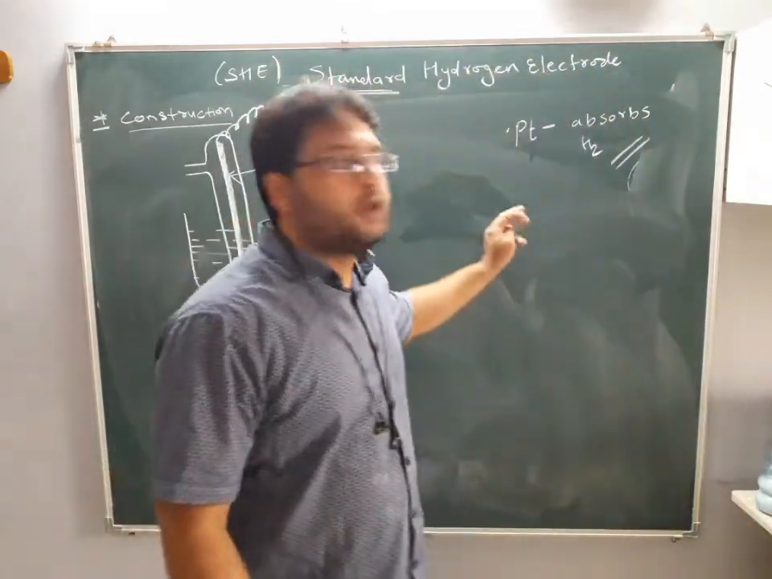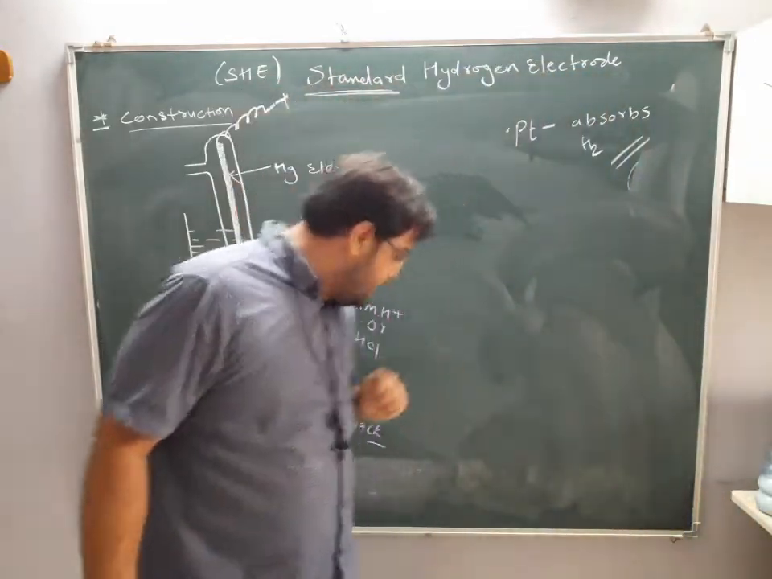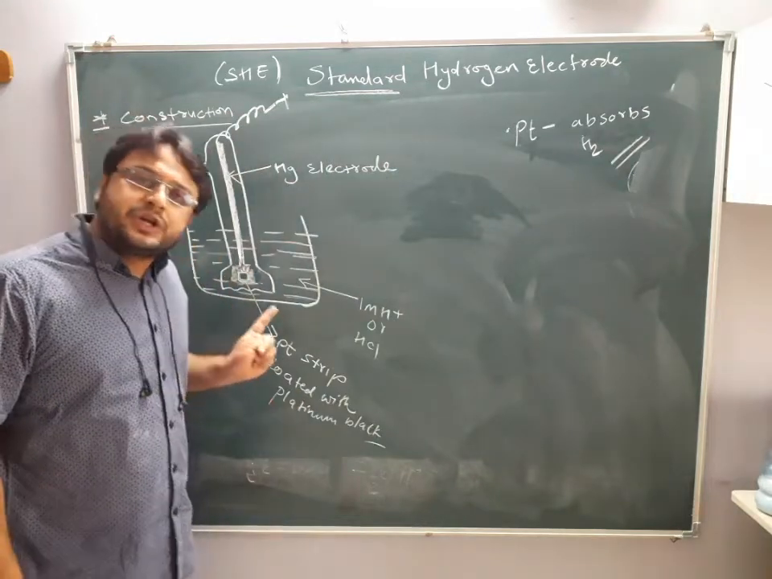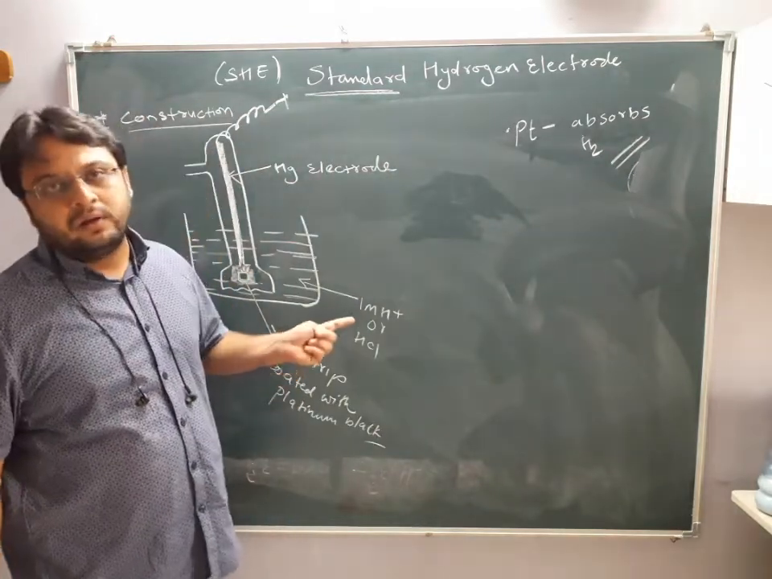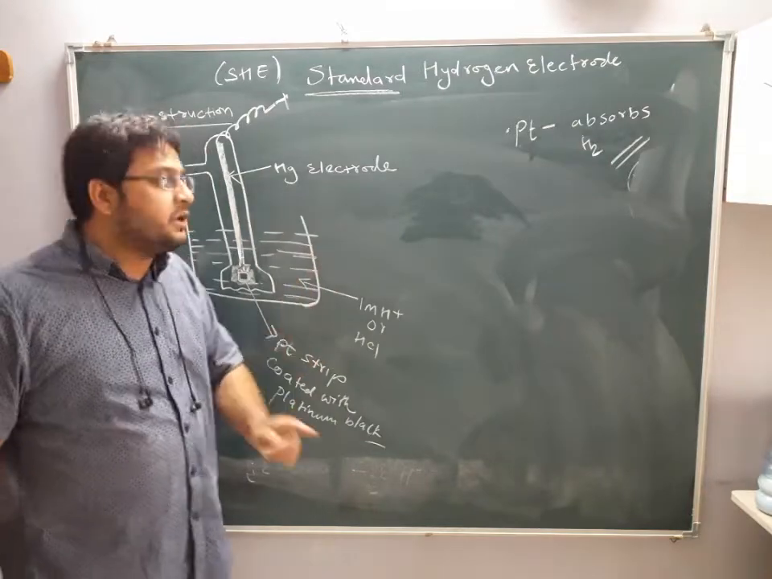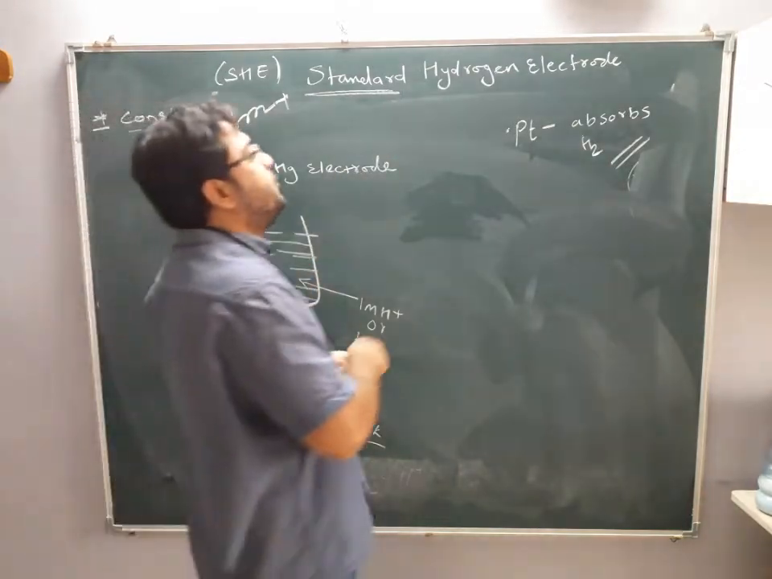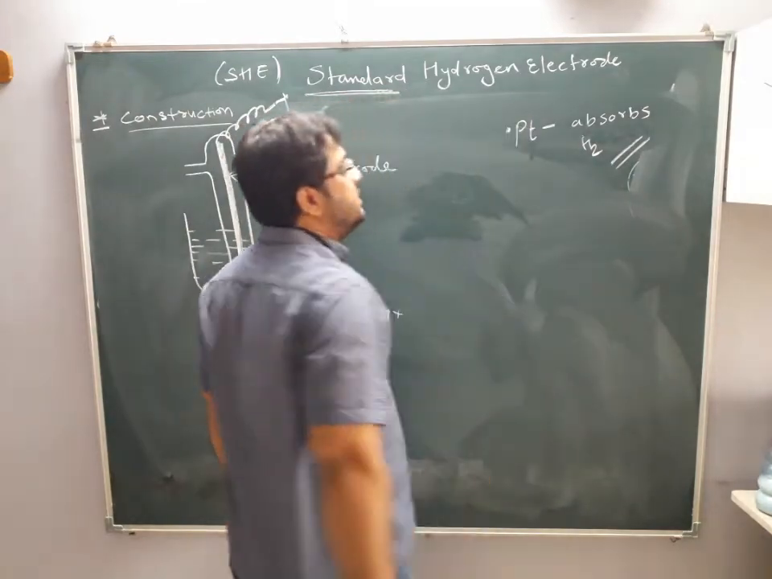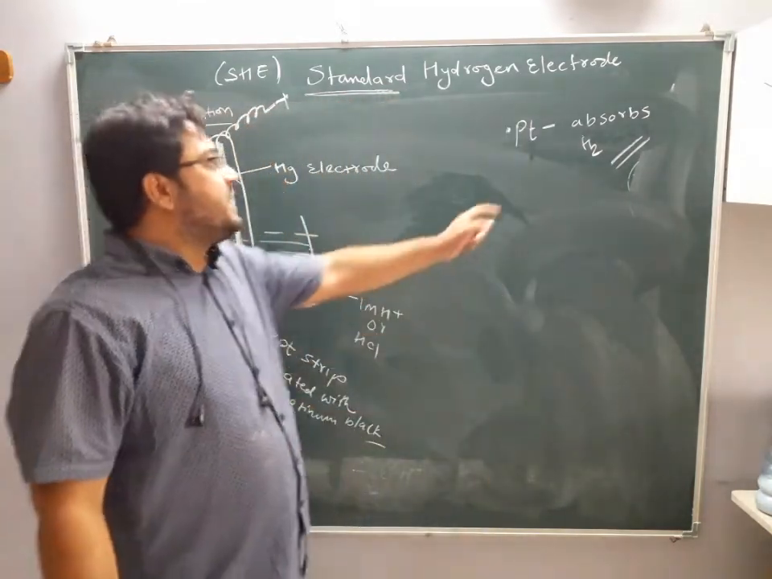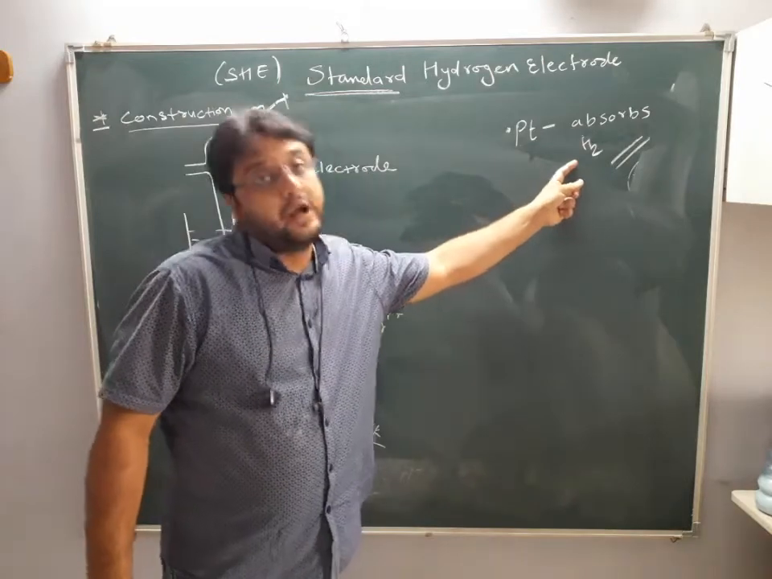This I am telling only for knowledge purpose. You will be wondering, why have I taken platinum? Instead of platinum, I would have taken silver. I would have taken copper. Why platinum? Because platinum has a capacity to absorb hydrogen. So first point, platinum I have taken, and why have I taken the platinum? Because the platinum has a capacity to absorb hydrogen.